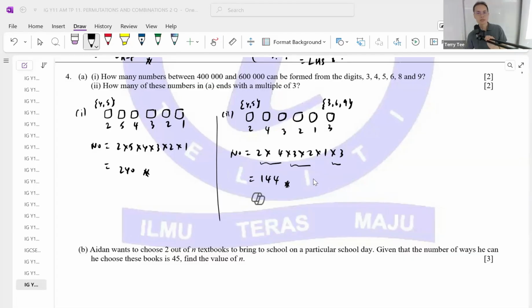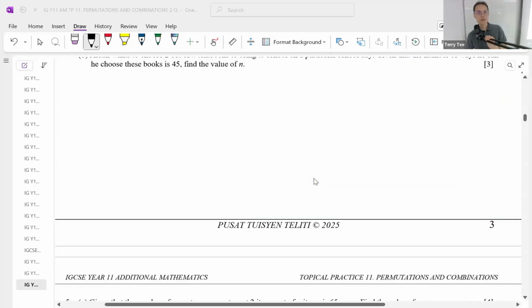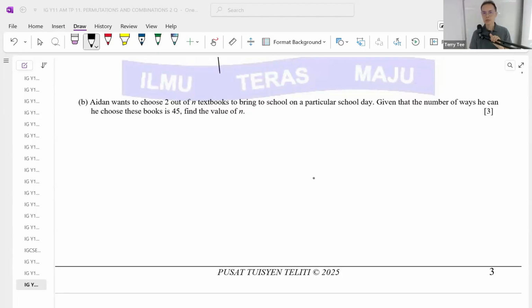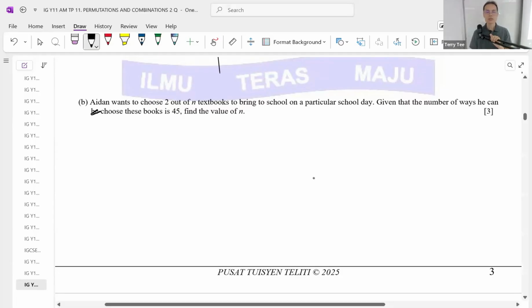Up to you. Now, moving on to part B. Aiden wants to choose 2 out of n textbooks to bring to school on a particular school day. Given the number of ways he can choose these books is 45, find the value of n. Okay, so what do you do first? We write nC2 is 45. Our goal is to find n. So you can use back the formula.